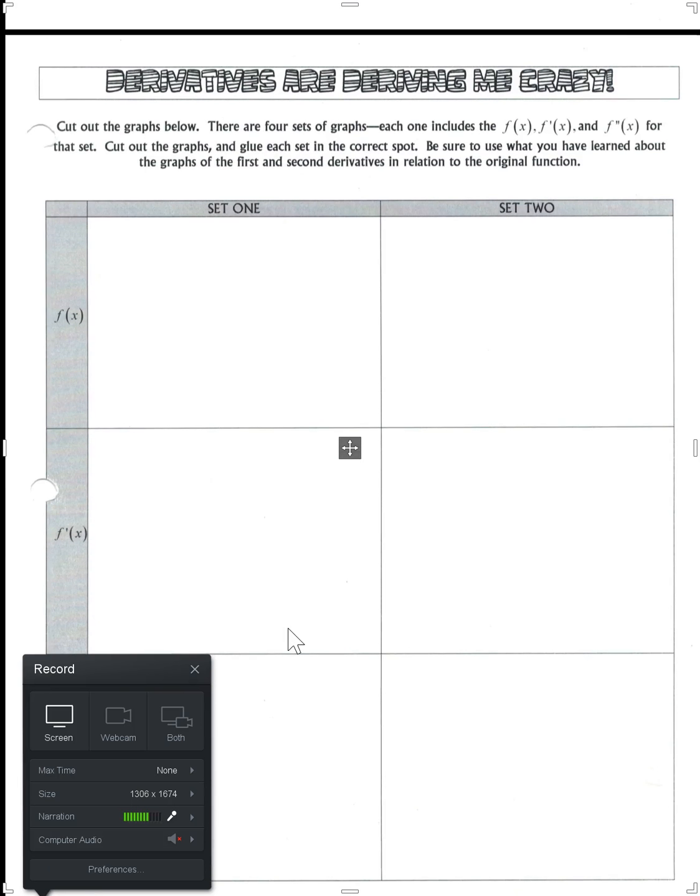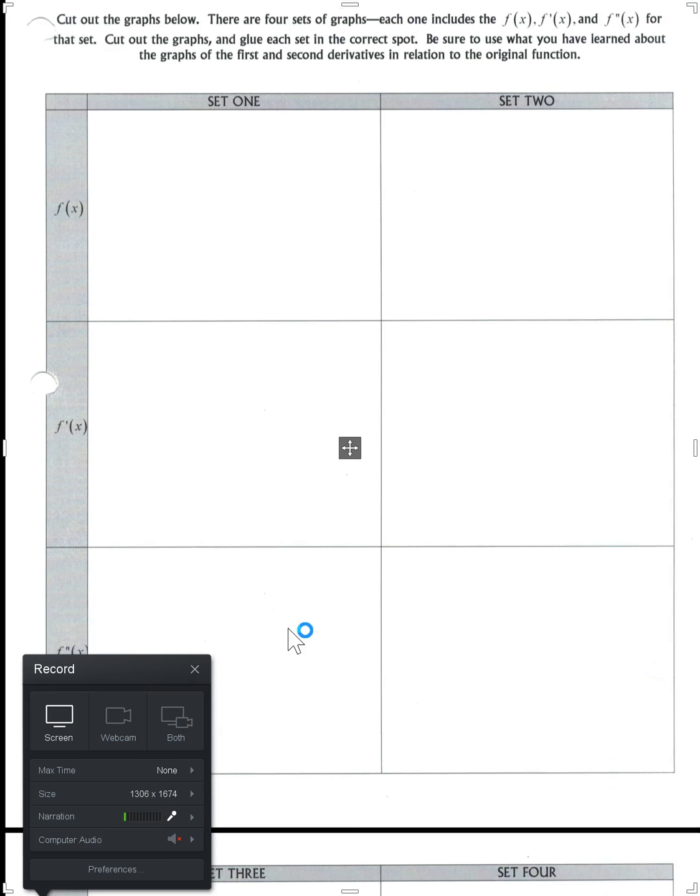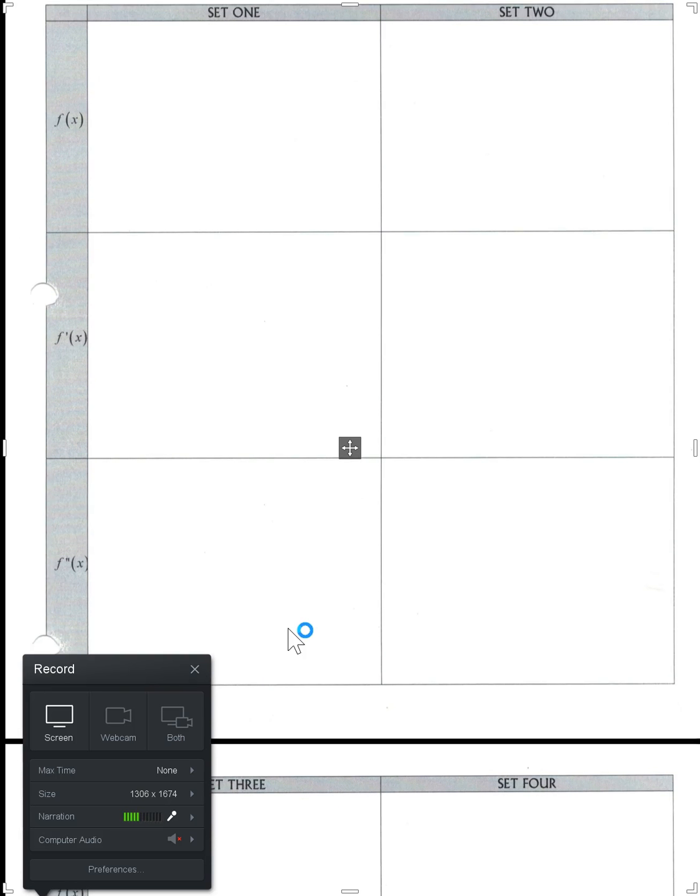If you find this sheet in your packets, derivatives are driving me crazy, it says to cut out the graphs below. There are 4 sets of graphs. Each one includes the function itself, f of x, its derivative, f prime of x, and its second derivative, f double prime of x, for the set. So what I want you to do is cut out all 12 graphs, and here's what it looks like. You're going to have a spot on each sheet for set 1, the f of x, the f prime of x, and the f double prime of x. And then a second set, same thing again. A third set, and a fourth set, okay? And it doesn't matter which set's what, just as long as they're correct matches.